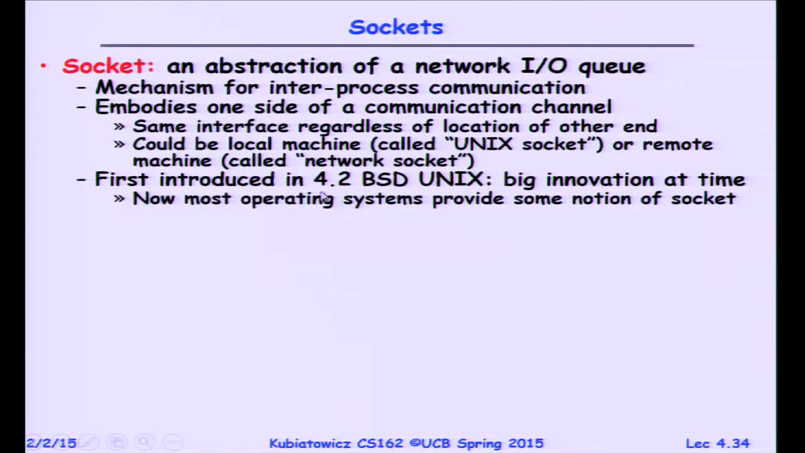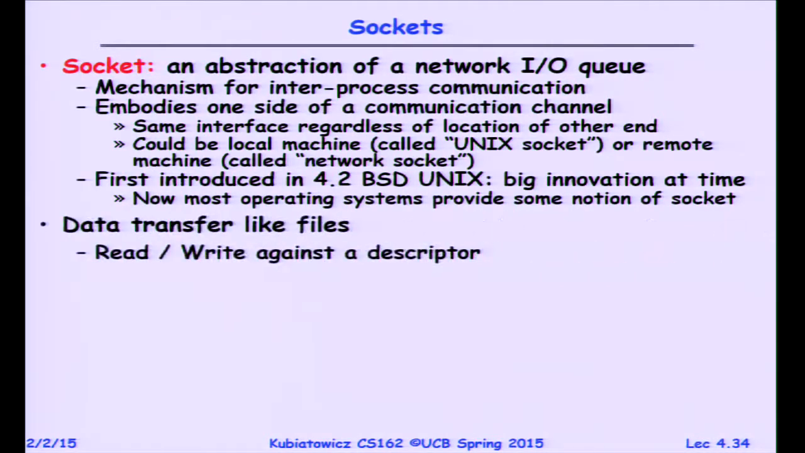Sockets were first introduced in 4.2 BSD, which was a huge innovation at the time. BSD stands for Berkeley Software Distribution. So let's hear it for Berkeley. Berkeley came up with sockets. Yay? That's right. You're at the home of some of the biggest networking innovations ever.